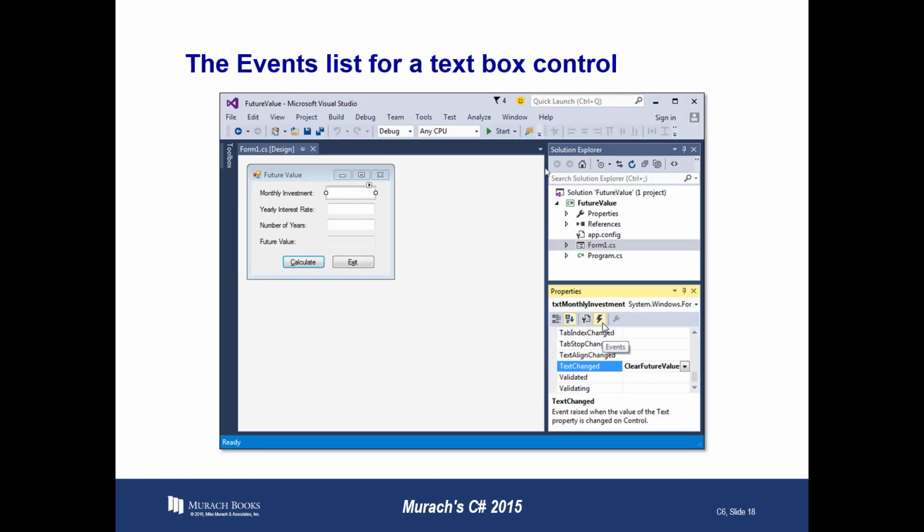All right. The events list for a text box control. If you don't know this, if you want to know the default action for any control, be it a label, a text box, or a button, as an example, or even the form itself, you just double click the control and it brings up the default action. So if I double click this text box, it would bring up this text box's text changed. All right.